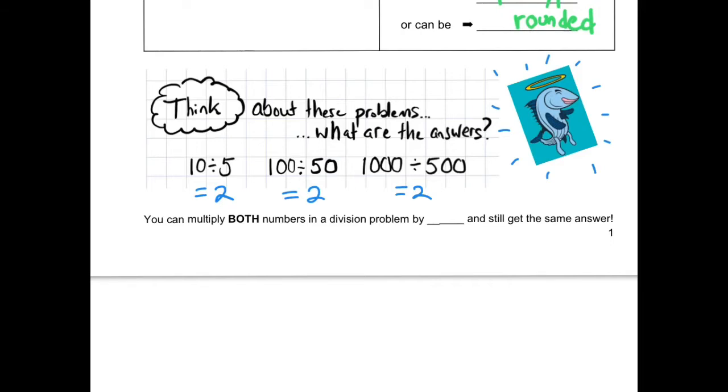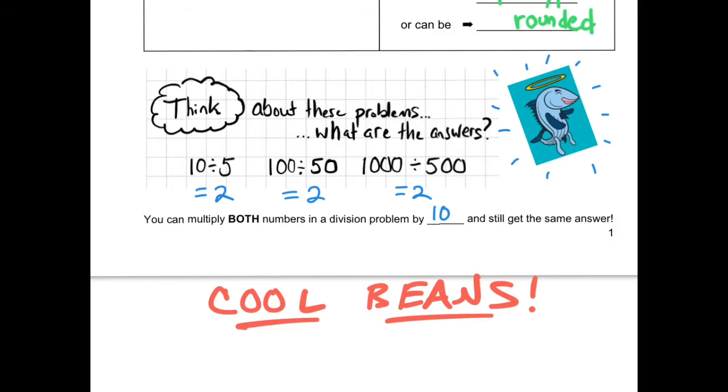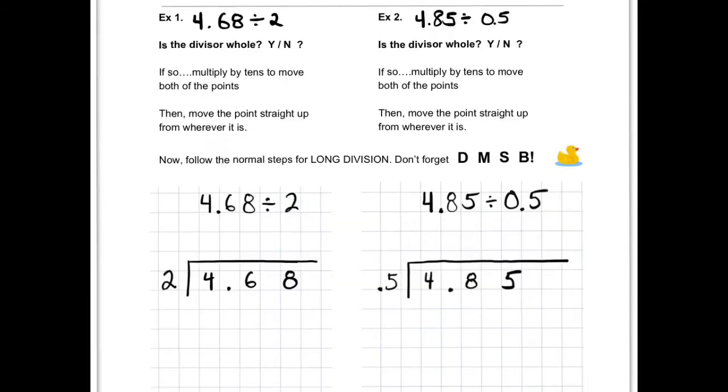If you multiply both the divisor and dividend of any division problem by 10, you will always get the same answer. Cool beans! Okay, let's look at our first example of long division with decimal numbers. Let's do 4 and 68 hundredths, 4.68, divided by 2.